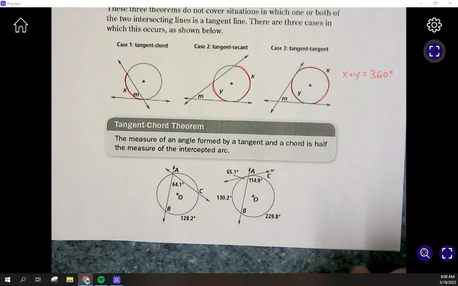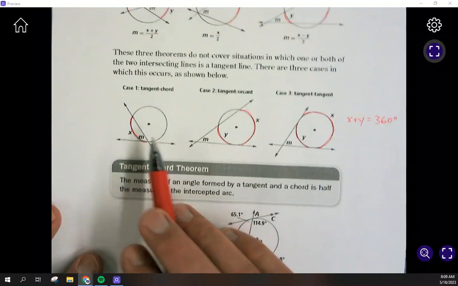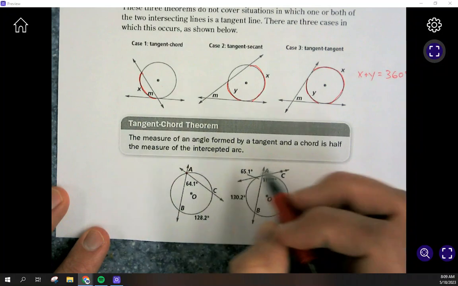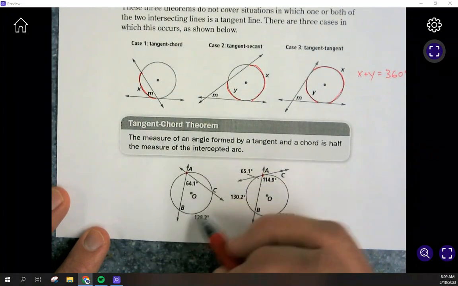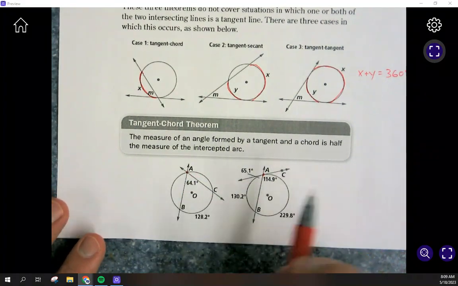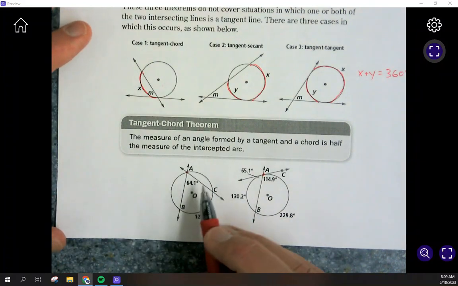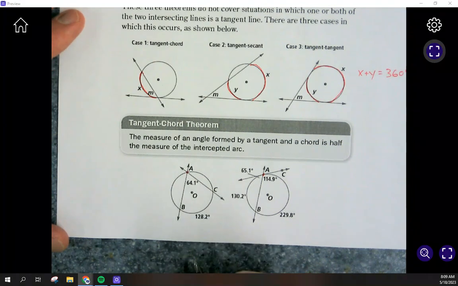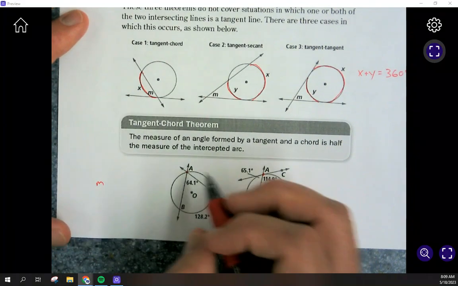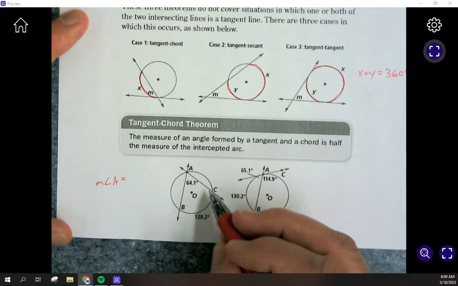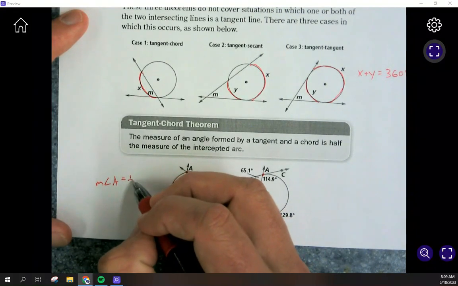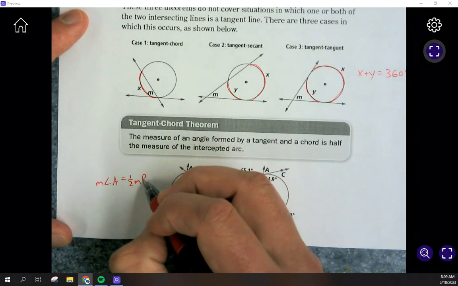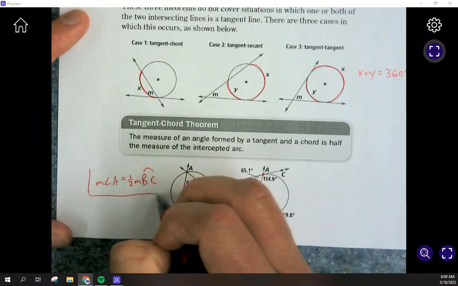All right, so the tangent chord theorem. This is going to be looking at this first situation. The point of intersection is on the edge of the circle, just like an inscribed angle. So right here, this is an inscribed angle. We don't have a tangent here. Both of these are hitting twice. This is just an inscribed angle. We know that if we take half of 128.2, we get this angle in here. So if I was going to write this out, the measure of angle A is always going to be equal to half of the arc, half the measure of arc BC. That's the inscribed angle.